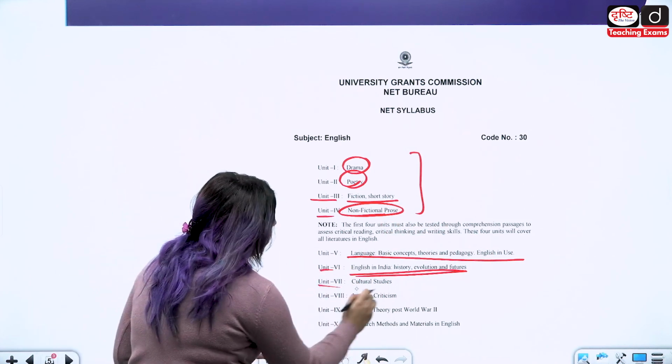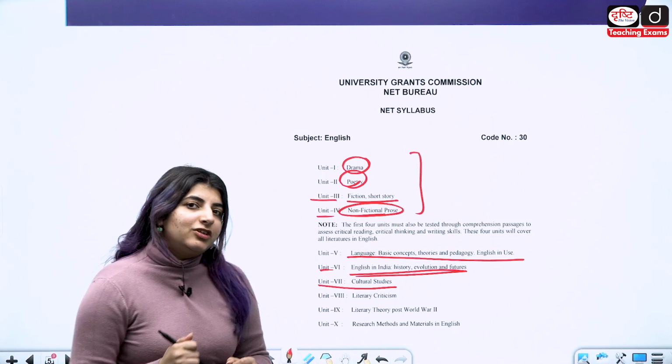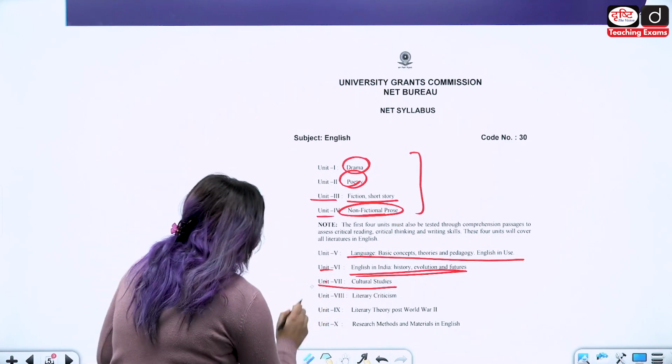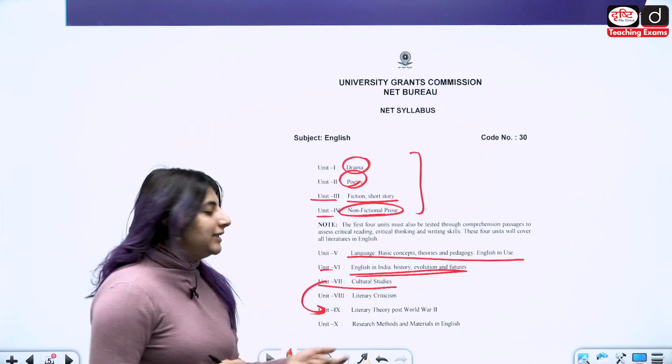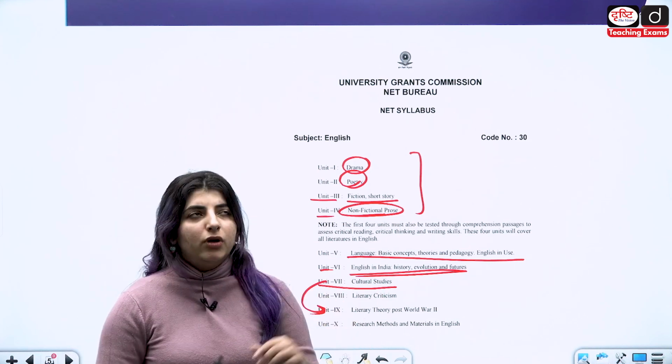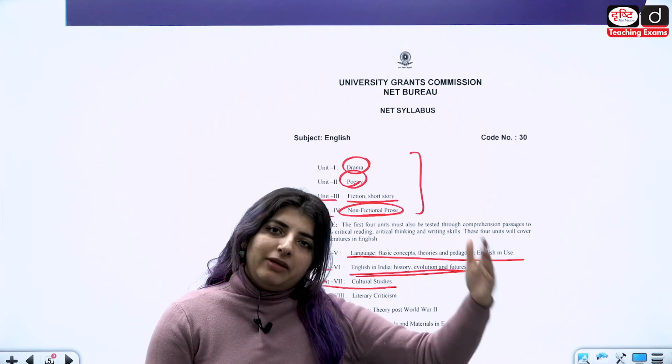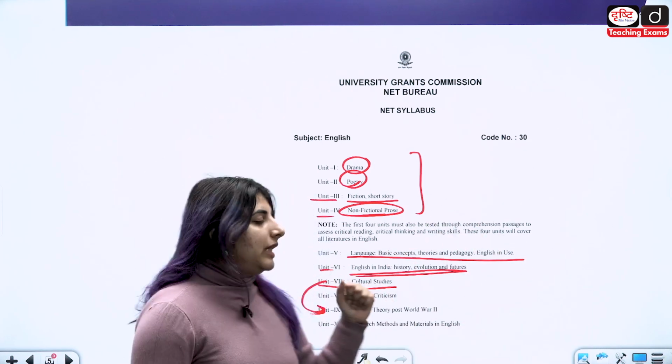Then we have Unit 7 that deals with cultural studies. This unit is somewhere or the other linked with Unit 9, that is literary theory post World War II, where we will have multiple theories to discuss. I will tell you about all those things in the upcoming slides.